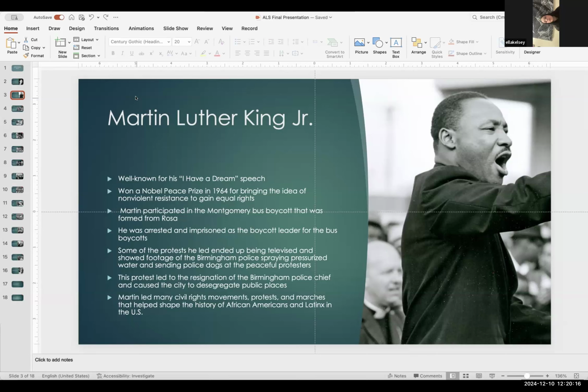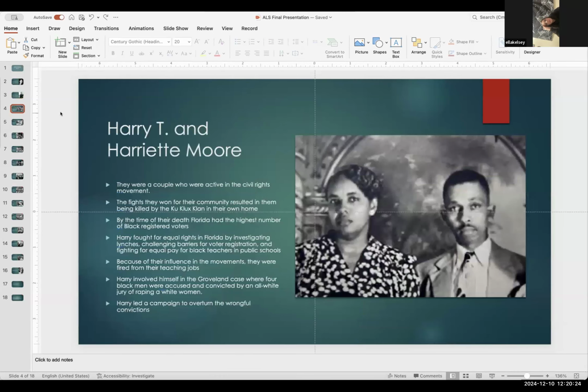Martin led many civil rights movements, protests, and marches that helped shape the history of African Americans and Latinx in the United States. Harry T. and Harriet Moore worked together under the civil rights movement. They were a couple in the civil rights movement. The fights they won for the community resulted in them being killed by the Ku Klux Klan in their own home.